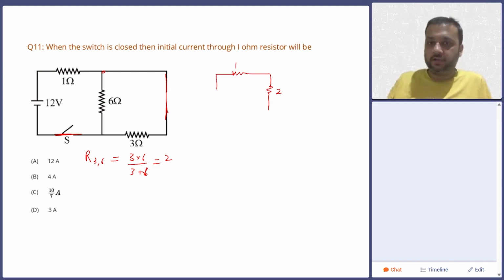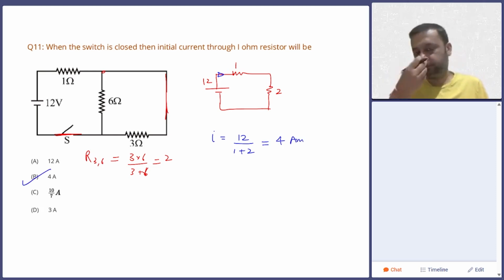1 ohm was already here, and this is a 12 volt battery. So now you can see very clearly that current in this circuit which will flow is 12 by 1 plus 2, which is 4 amperes. So the same current will cross the 1 ohm resistor also.